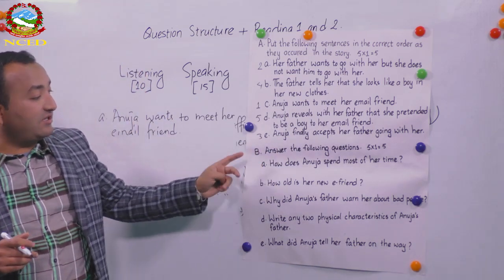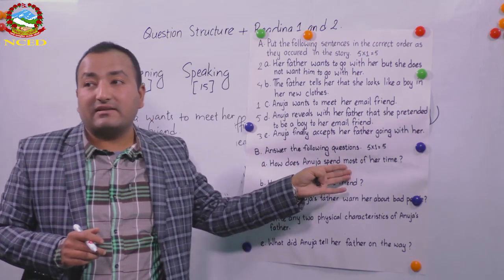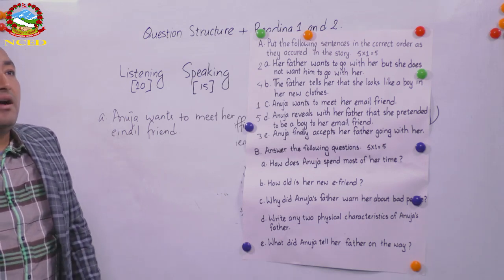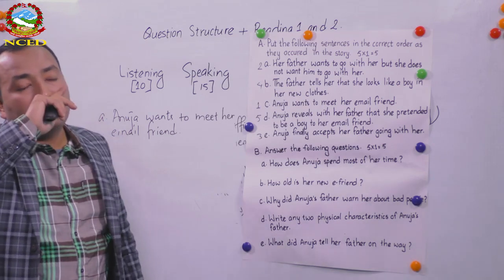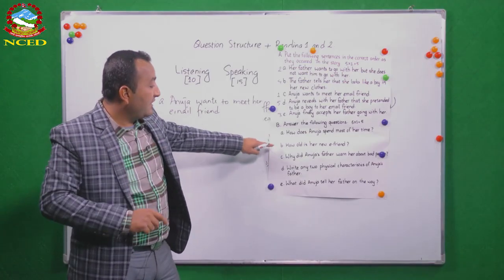Now look at the questions here. Answer the following questions. It says, do the same way. How does Anuja spend most of her time? You have to find out the answer. So it says in the beginning, okay, look at the screen here. She spends most of her time on computer chatting with her friends, right? It is given there. She spends most of her time on computer chatting with her friends and sending emails. Yes, this is the answer. You can just copy the answer, write the full sentence.